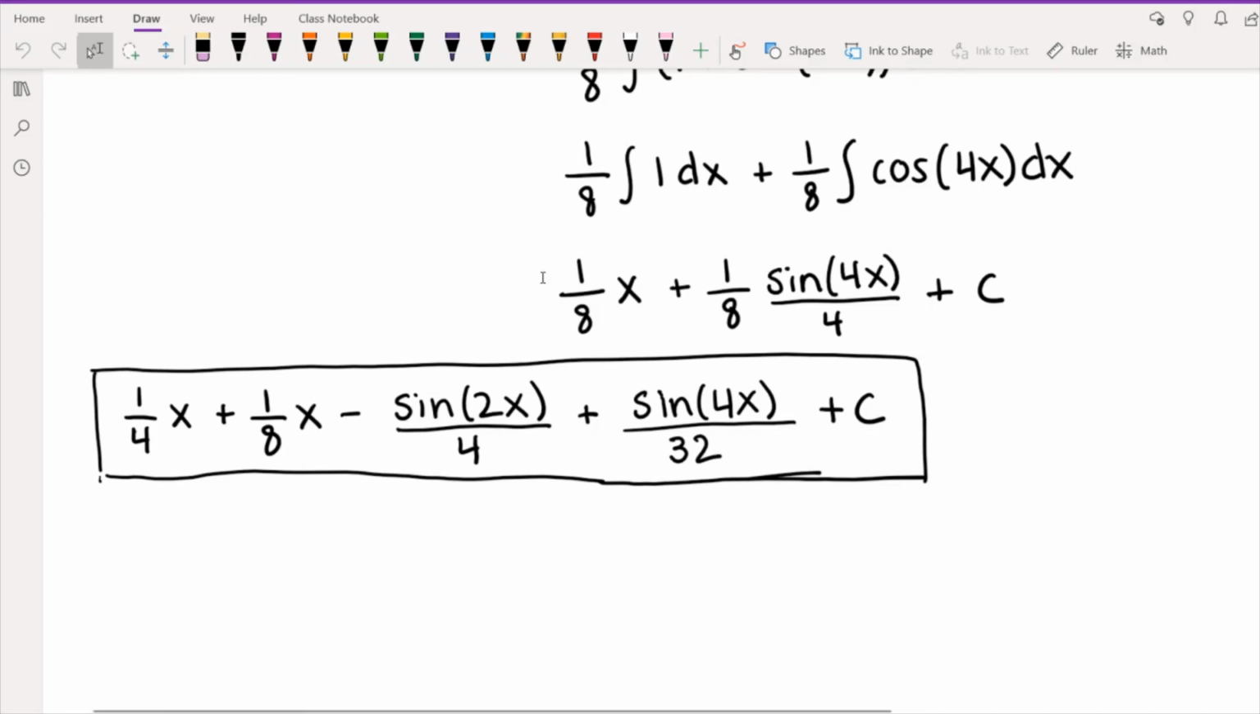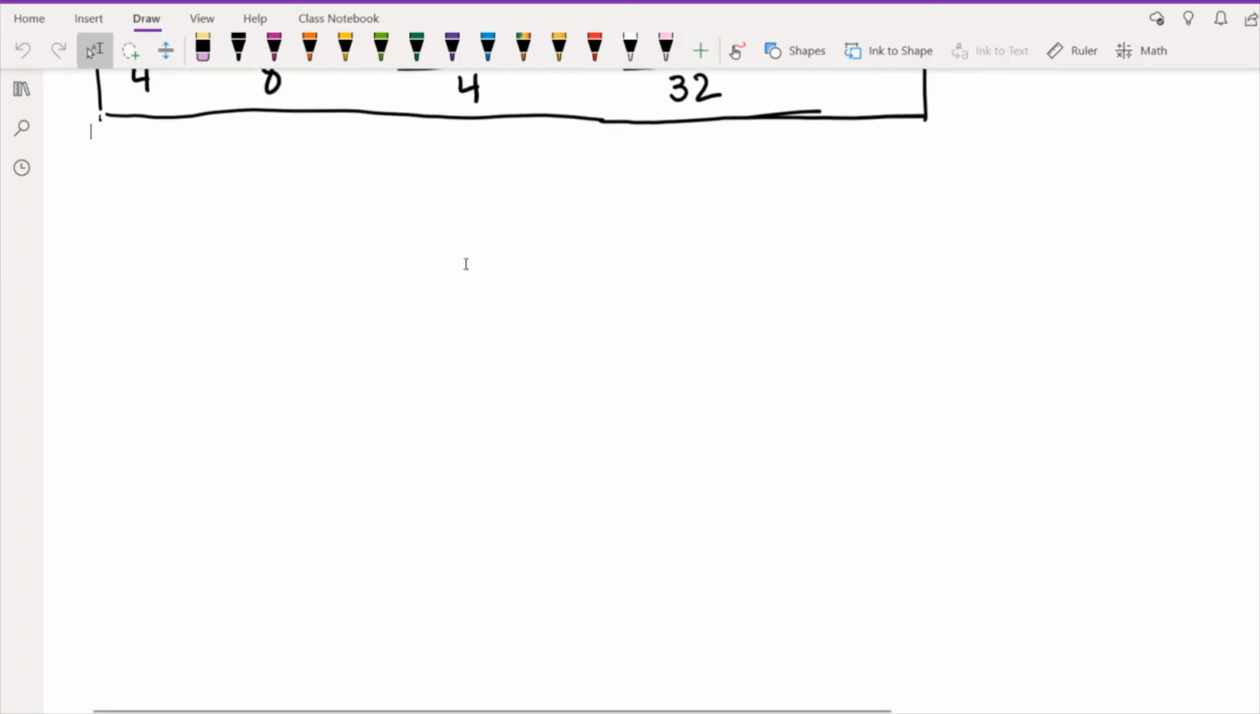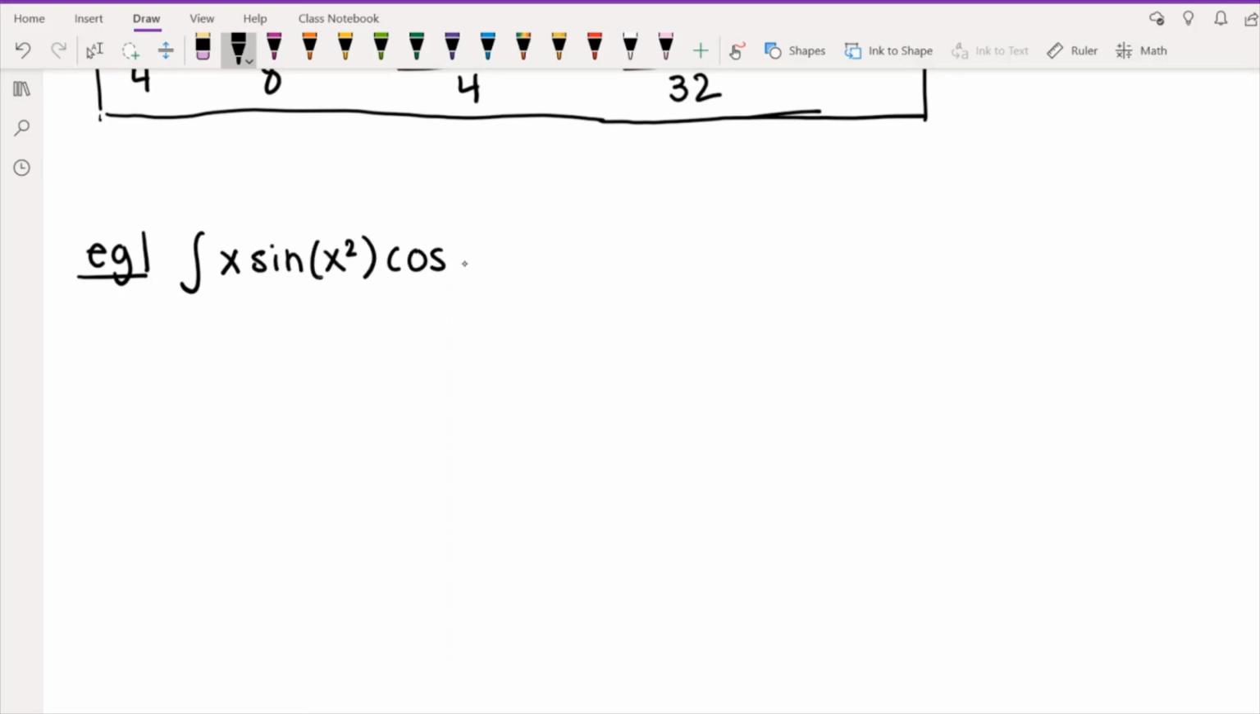All right, I want to do just one more example in this video, basically to bring up one other formula or one other trig identity. So let's say that we wanted to find the integral of x times sine of x squared times cosine of x squared. So first of all, notice that the sine and the cosine both have an input that's not just x. And so we can't really jump into any of the identities or anything like that just yet.